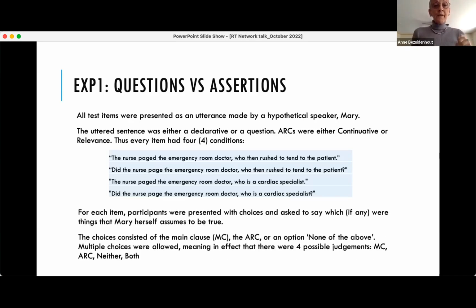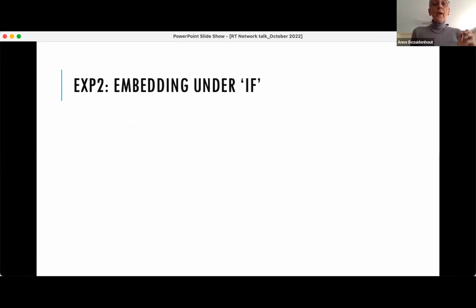And for each item, participants were presented with choices and asked to say which, if any, they thought Mary herself was assuming to be true. The choices consisted of either the main clause, the arc, or an option that said none of the above. And importantly, we programmed it so that multiple choices were allowed, meaning in effect that there were four possible judgments that people were making: either the main clause, the arc, neither, or both.